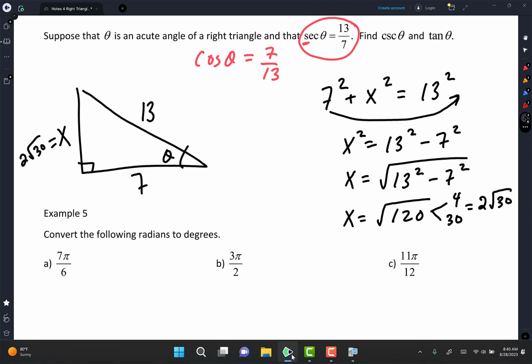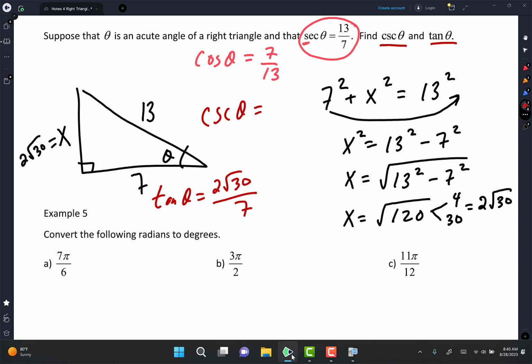So how do we feel? All right, here we go, guys. Which one do you want to do first? Cosecant or tan? Doesn't matter to me. Tan? Okay, tan. Tan theta. Tan is opposite over adjacent. Opposite, 2 square root of 30 over adjacent, 7. Done. Now ready for cosecant, CSC.